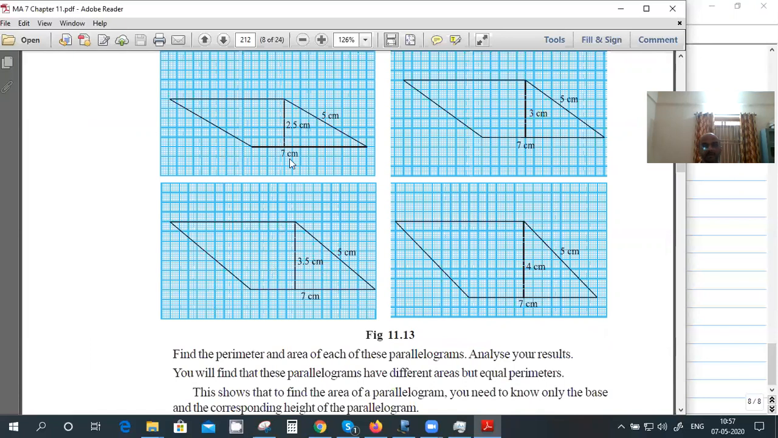So this is a parallelogram with sides 7 centimeters and 5 centimeters. This is the parallelogram with minimum height, so this is squashed more. This has got the maximum height. So the same parallelogram, when it's getting squashed, the area will decrease. Okay, because the area is 7 into 2.5 here. Here it is 7 into 4. Okay, so this one has the maximum area. Yes, sir.